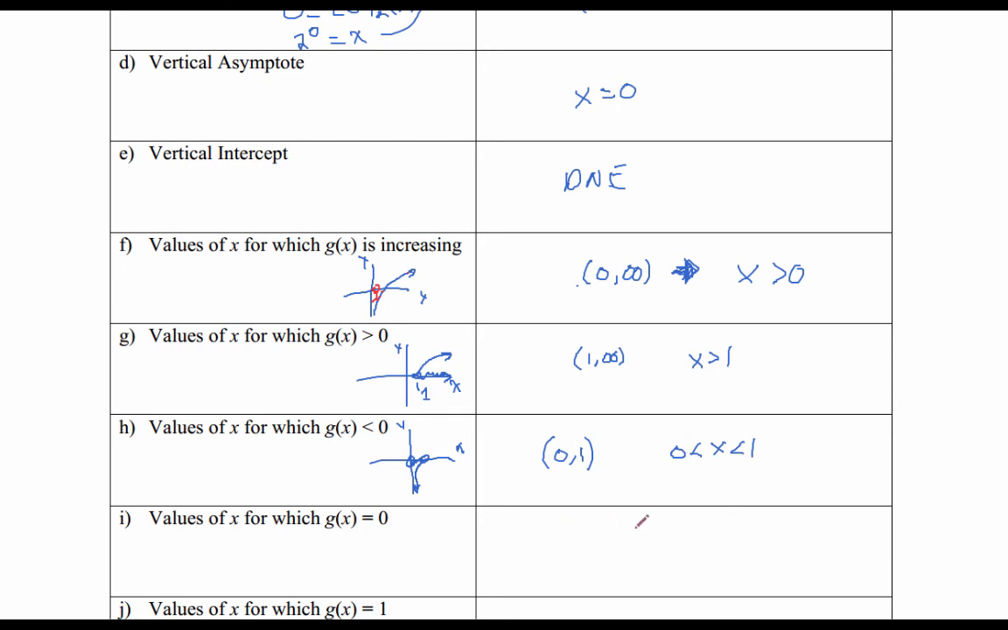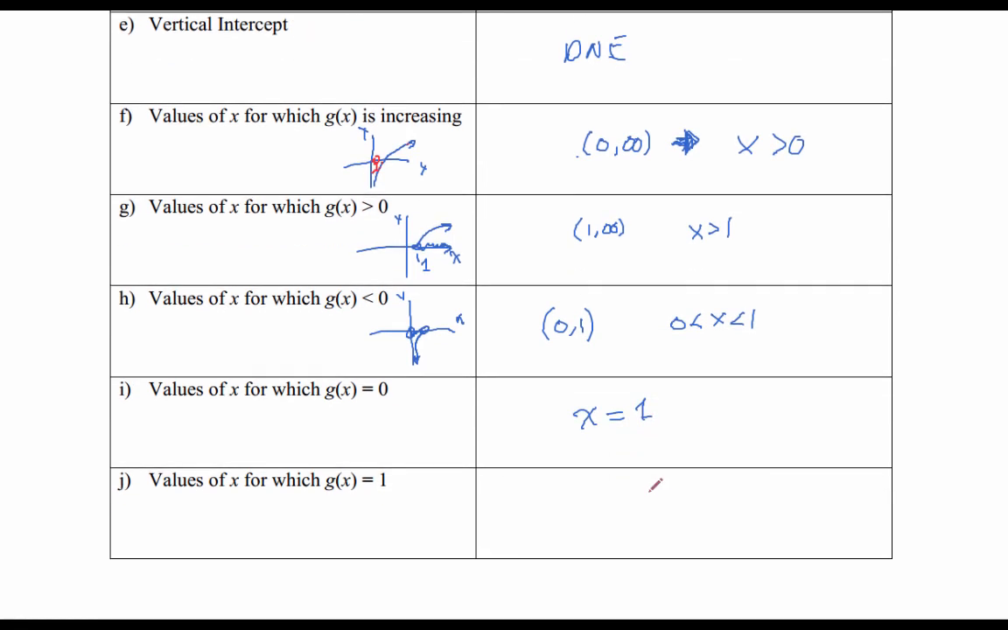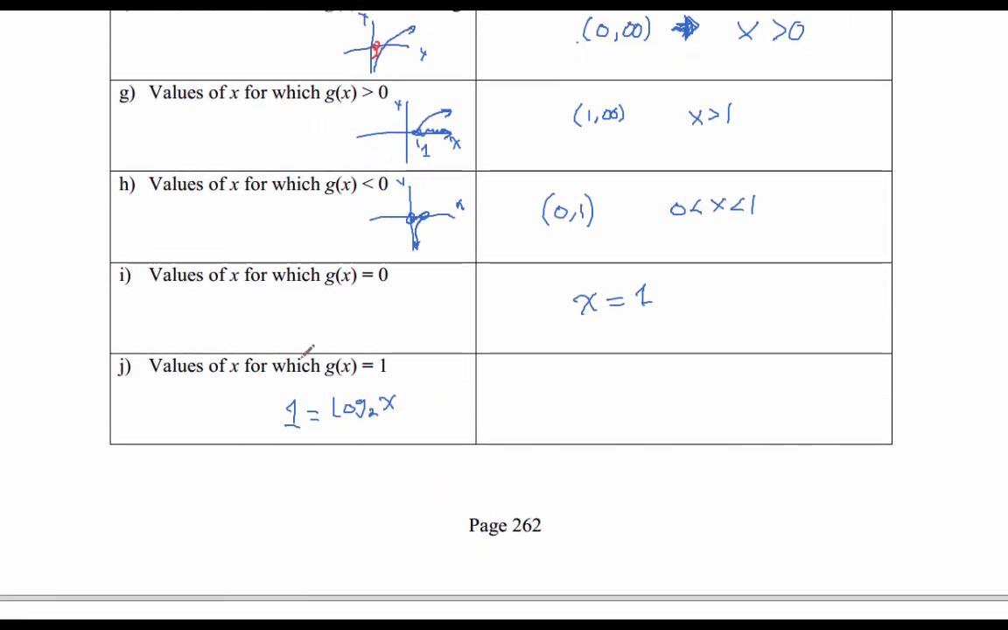Okay, so the values of x for where g of x is equal to 0, there's only one value that makes that true, and that's x equal to 1, all right? Values of x for where g of x is equal to 1. That says that 1 is equal to logarithm base 2 of x, right? So the exponent on a 2 that gets me x is 1. So 2 to the first power is equal to x, which says that x would be equal to 2.